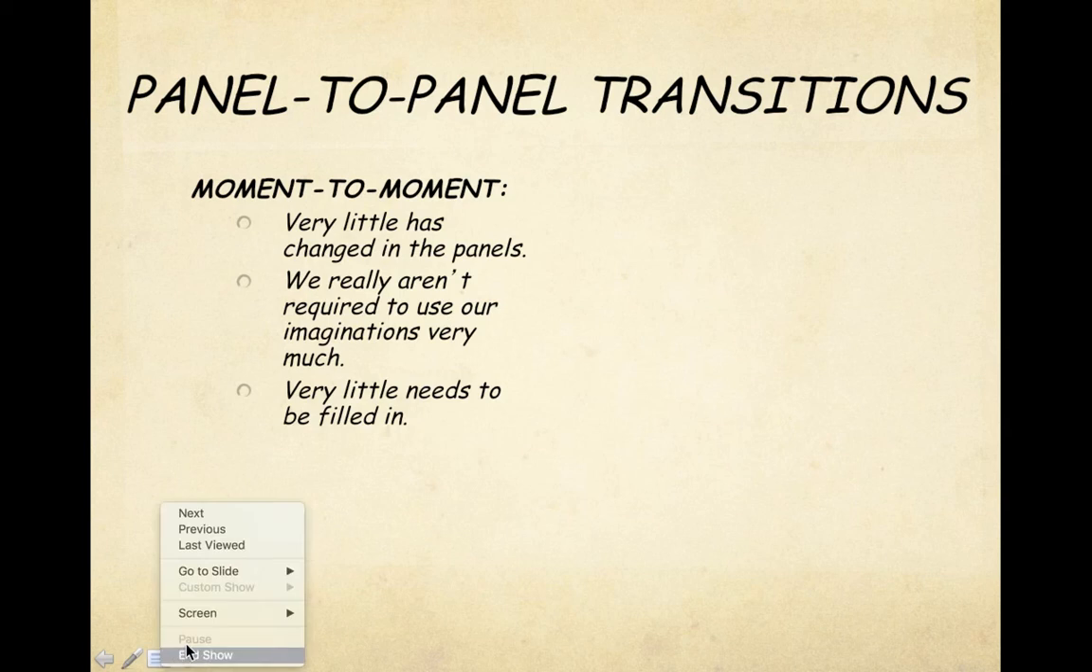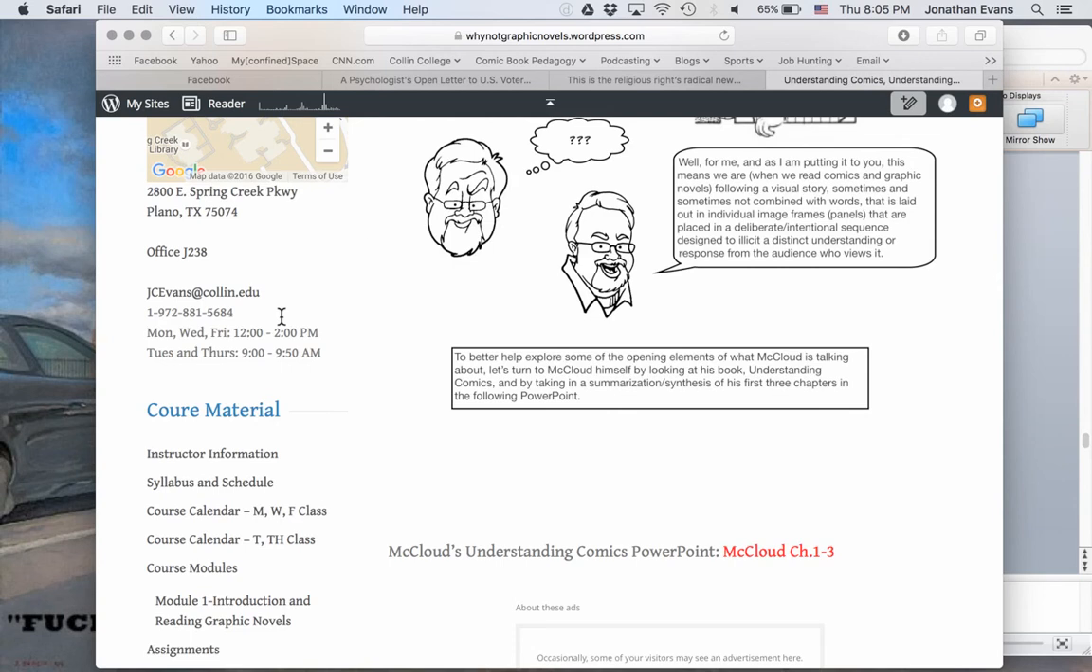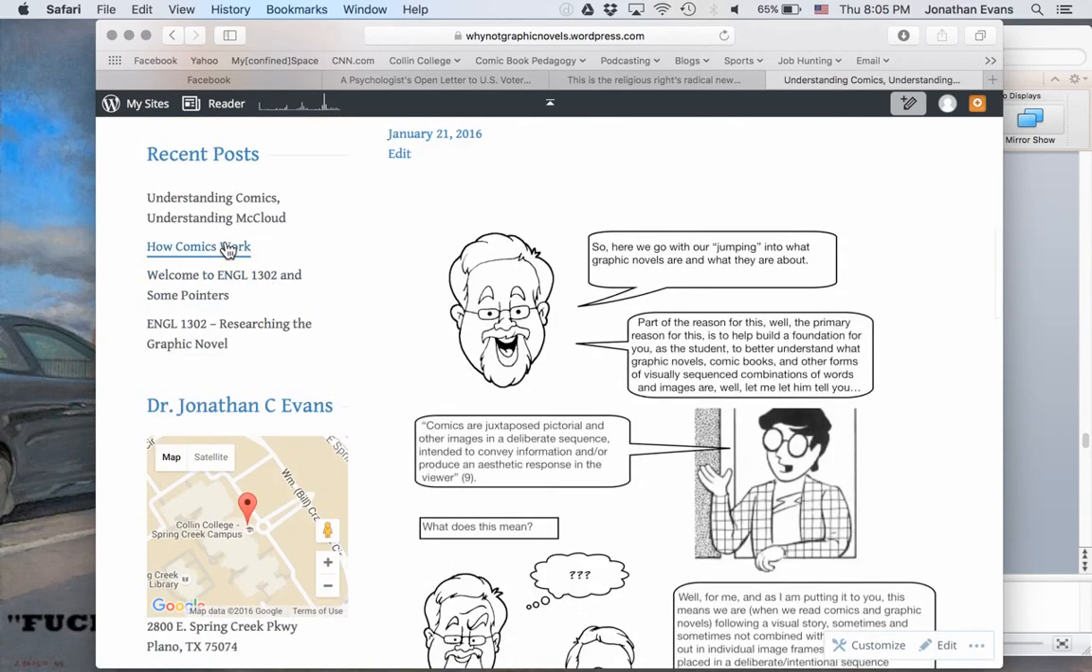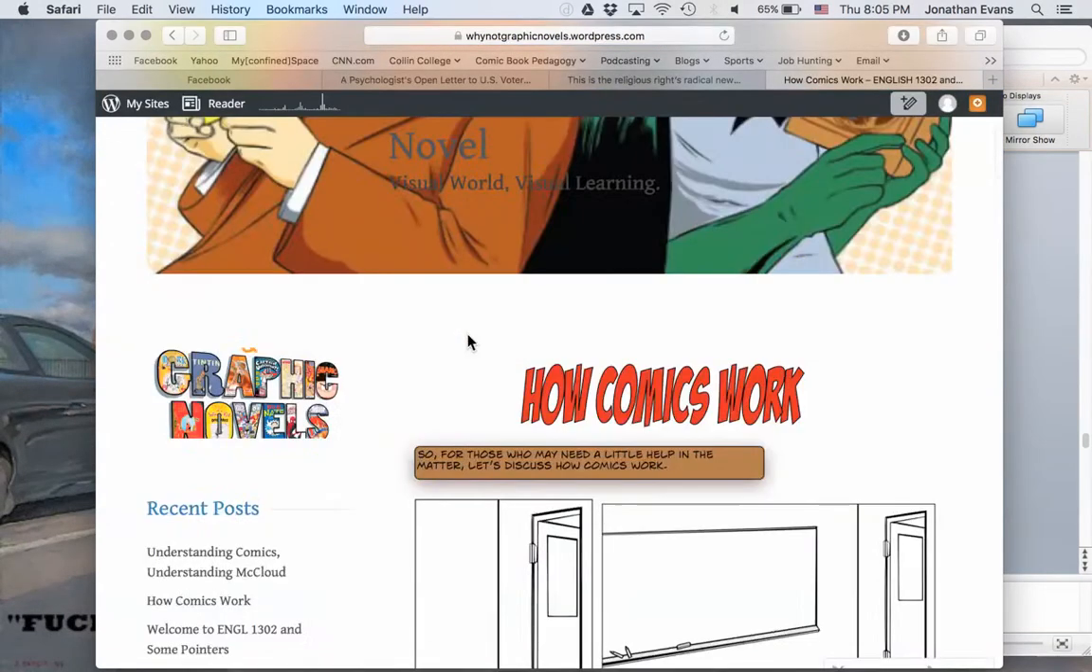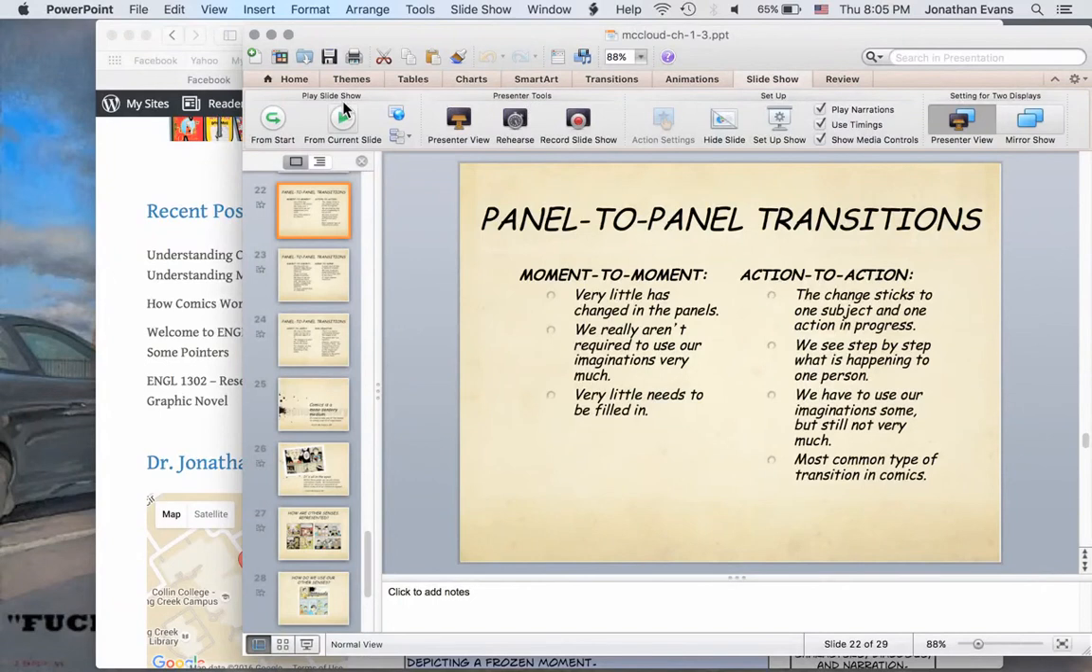Now I want to leave the PowerPoint for just a second and return to our site and go to our post about how comics work, because I want to show you an example of this. Look at these two scenes here. I pointed these out to talk about panels. In the first one, we see a door, and then we zoom out and we see a door and what looks like a whiteboard or a chalkboard. So very little has happened. We've just zoomed out a little bit and we get the impression that it's a classroom. Not a lot of imagination is required in this situation.